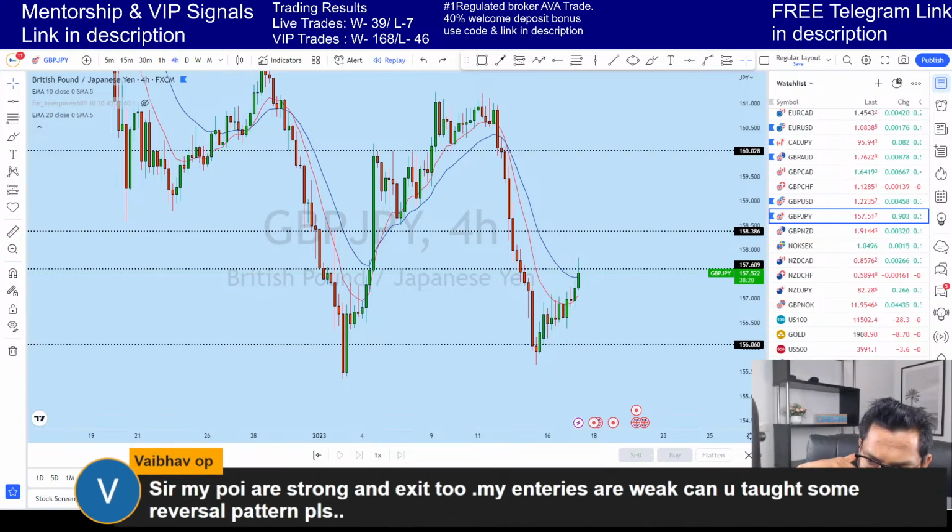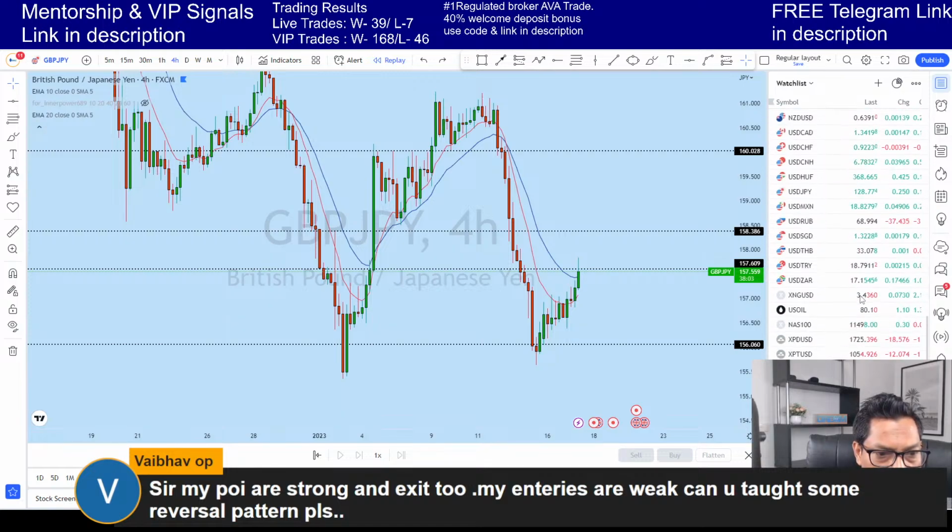Sir, my POI are strong and exit to my entries are weak. Can we talk about some reversal pattern, please? Absolutely, we'll look at reversal pattern. First, let me look at, guys, NASDAQ and US30.